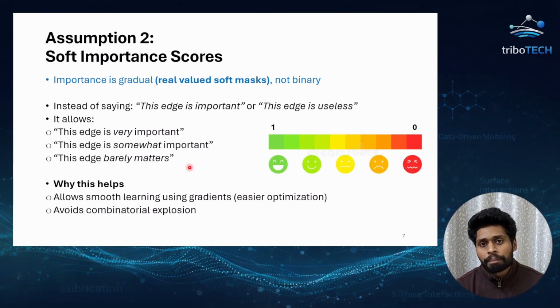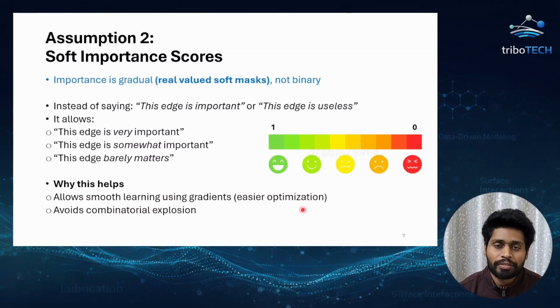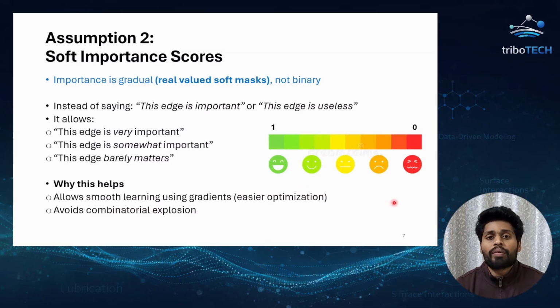So, for example, an edge score between 0.5 and 1 is now different from an edge score between 0 and 0.5. How this assumption helps is that it allows smooth learning using gradients. With soft scores, where the scores can vary between 0 and 1, we can compute gradients, and this allows smooth learning and easier optimization for the explainer, which is not possible in the case of discrete values where the edge scores are only 0 and 1 strictly. Right? This also avoids combinatorial explosion. Now, what this is, we will see on the next slide.